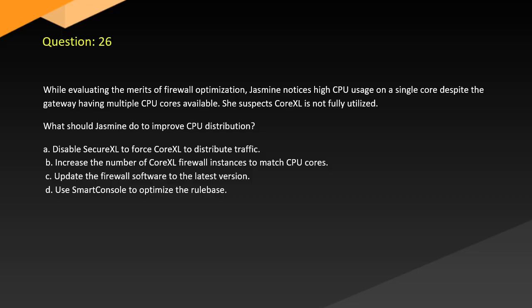A. Disable SecureXL to force CoreXL to distribute traffic. B. Increase the number of CoreXL firewall instances to match CPU cores. C. Update the firewall software to the latest version. D. Use SmartConsole to optimize the rule base.